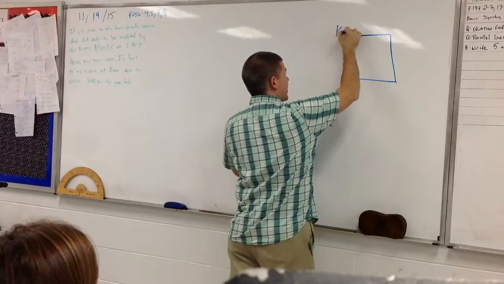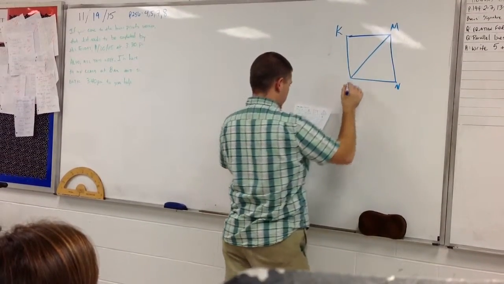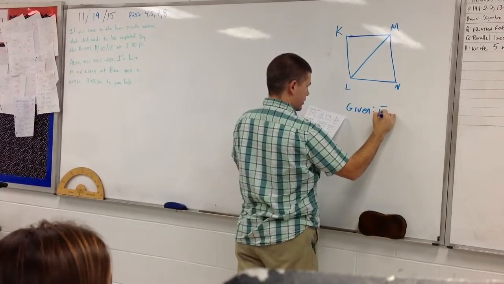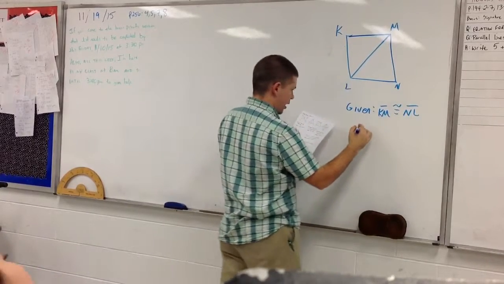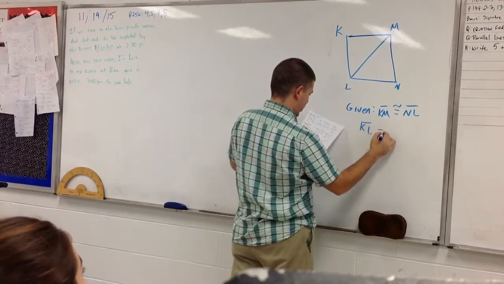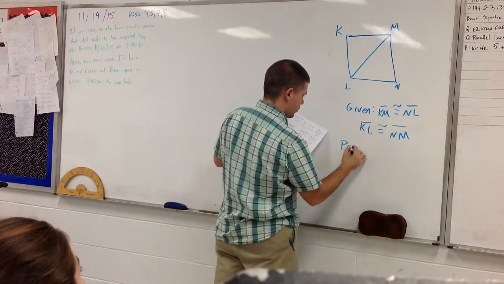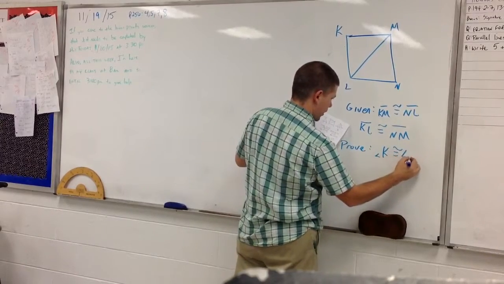So I've got KML, that's congruent. So I've got given: KM congruent to NL, and I've got KL congruent to NM. And I am trying to prove that angle K is congruent to angle N.